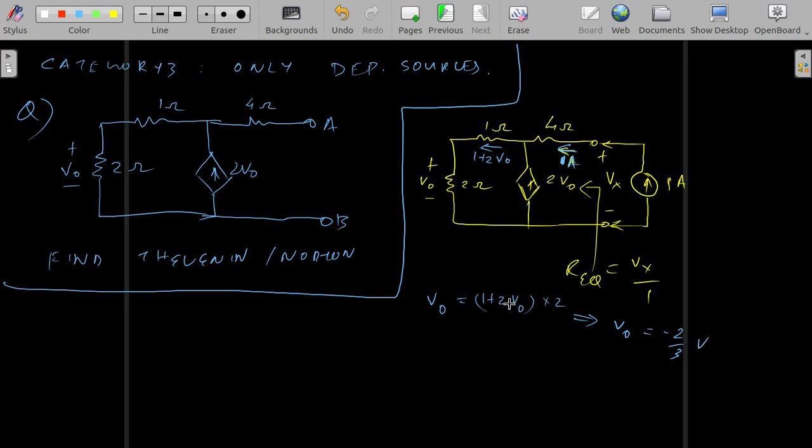So this will be 2 plus 4 V0. V0 equal to 2 plus 4 V0. You can shift it this way and rearrange. You will get V0 equal to minus 2 by 3. That we have. And now what is Vx? Vx is this much, right? Let's just use another color. Vx is this much.